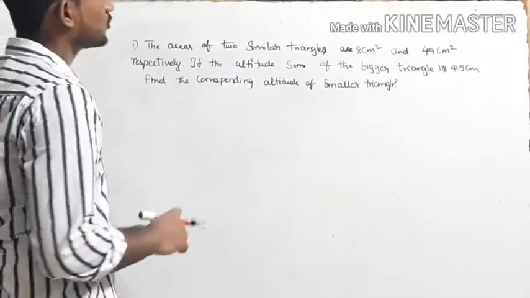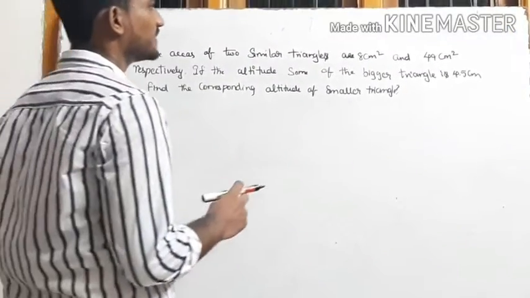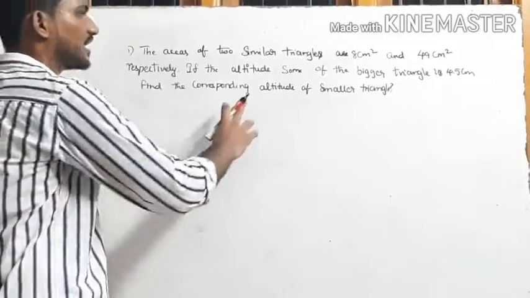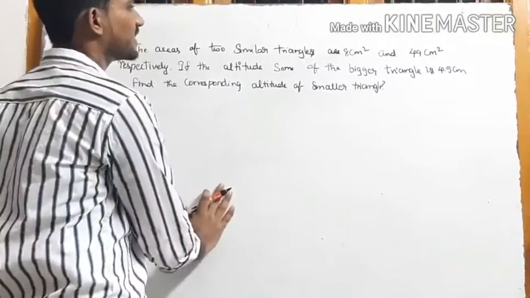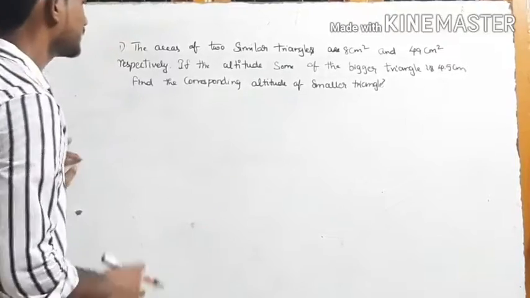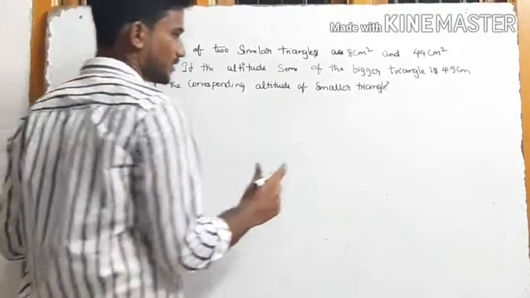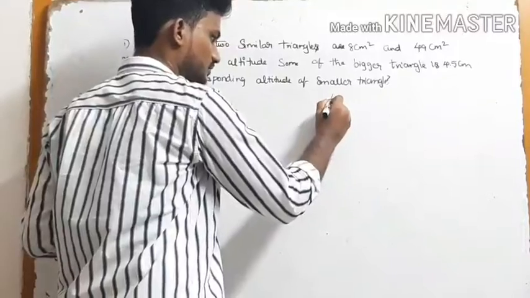The areas of two similar triangles are 8 cm square and 49 cm square respectively. The altitude of the bigger triangle is 4.5 centimeters. Find the corresponding altitude of the smaller triangle. First we take the triangles.